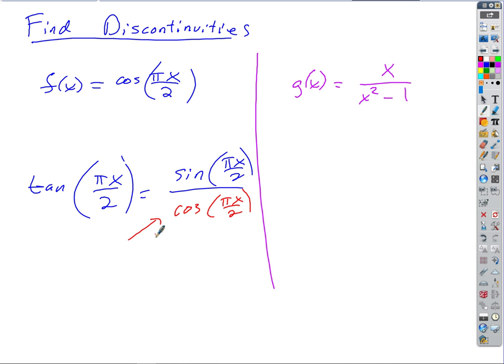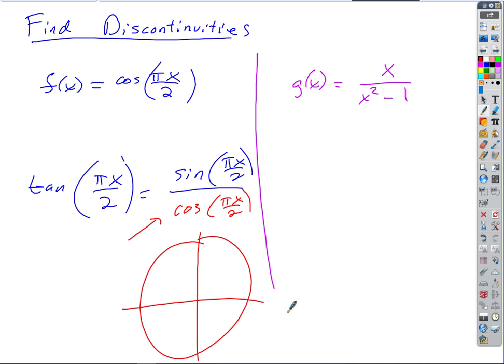So that's all I care about. Where are the zeros of cosine, right? On the unit circle, where is cosine equal to 0? Raise hands. Let's get hands here. Help me out. What do you think? Jill, what do you got? Okay, good. Cosine's the x coordinate, right?